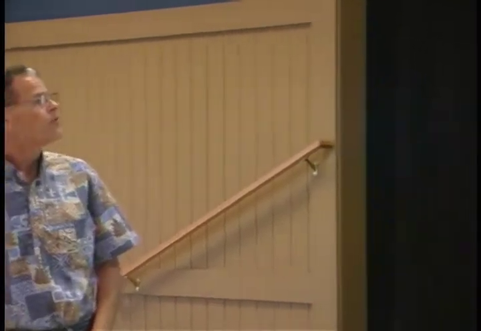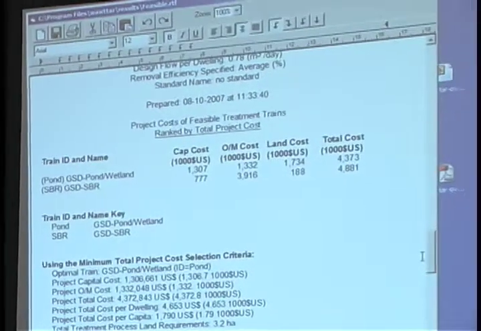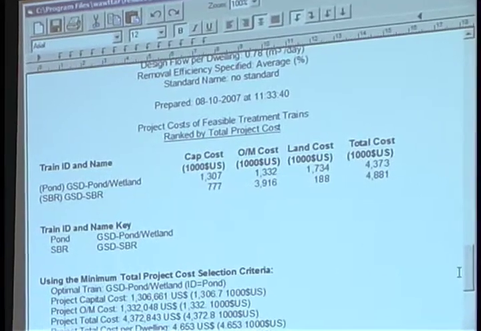But even so, just independent of those differences, look at the total project cost. They're almost the same. 4.4 million versus 4.9 million. About the same total cost over 20 years.